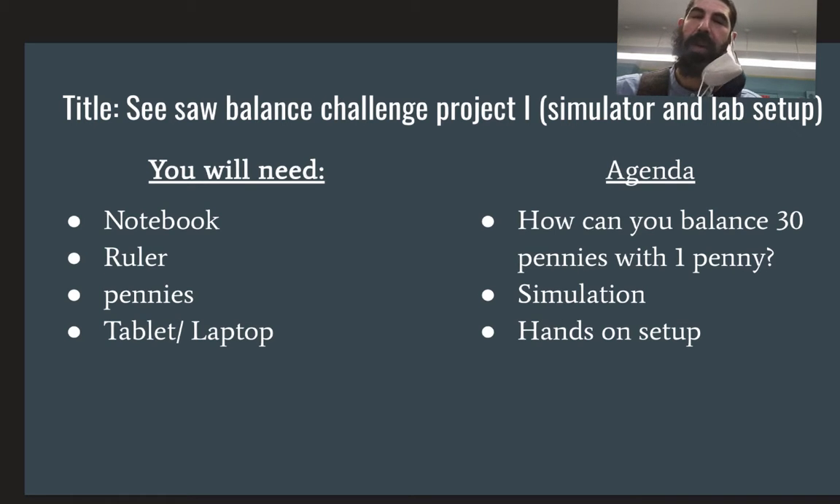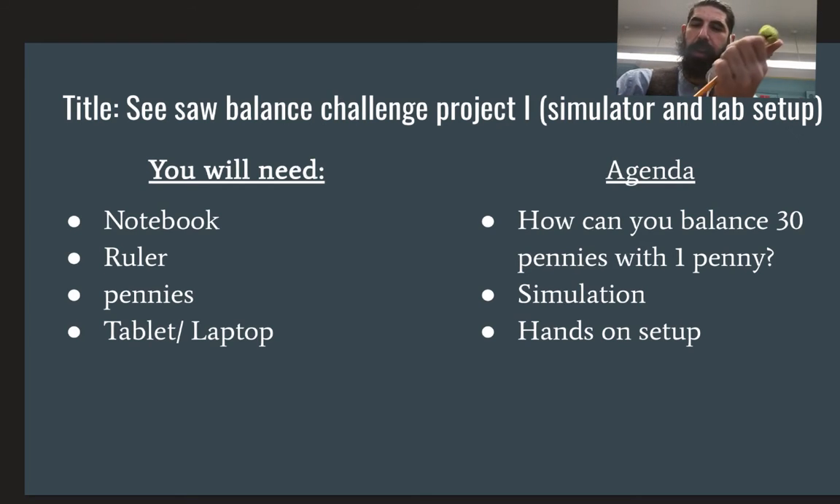For our class today, you're going to need a notebook and a ruler and some pennies. You'll need that all tomorrow actually. You'll also need a simulator, which is posted in Google Classroom with this video. So the plan today is to figure out, and over the next 3 days, how you can balance heavy objects with lighter objects on a seesaw.